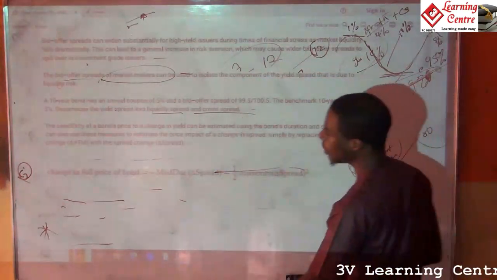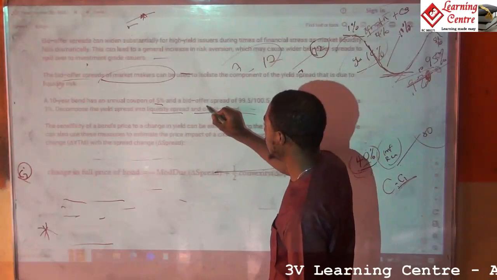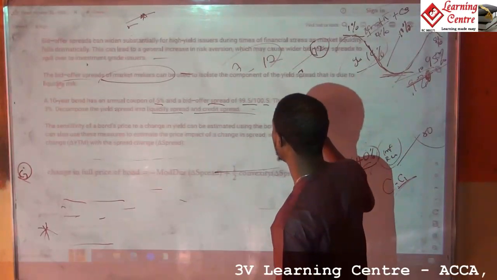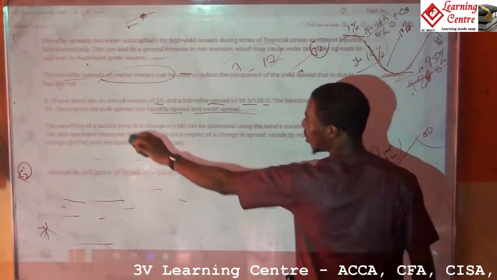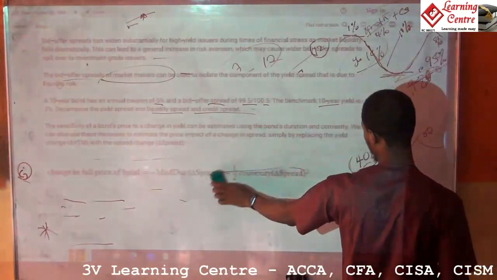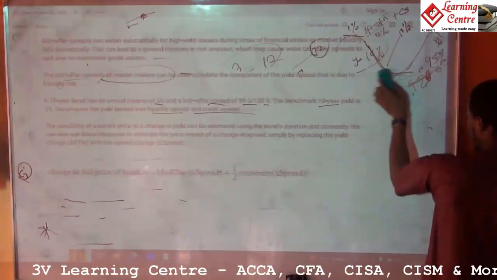A 10-year annual bond with a 5% coupon is priced at 99.5. The benchmark 10-year yield is 3%. Decompose the spread you are seeing into liquidity and credit spread. How do you attack this kind of question?